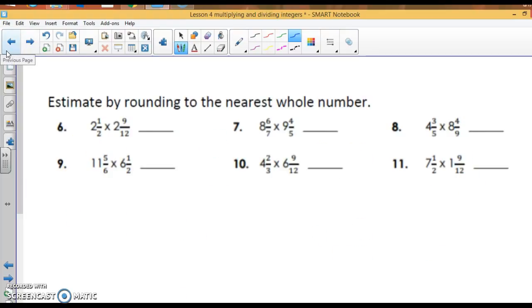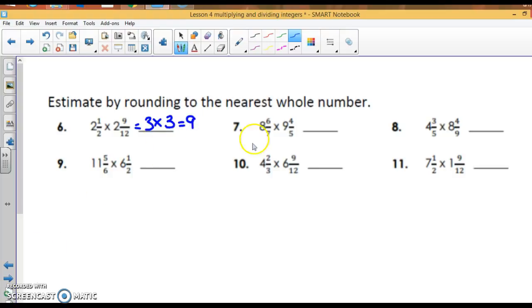All right, estimate by rounding to the nearest whole number. 2 and 1/2. That's 2.5. That rounds up to 3. Times 2 and 9/12. 9/12 is more than a half, so that'll round to 3. 3 times 3 is 9.